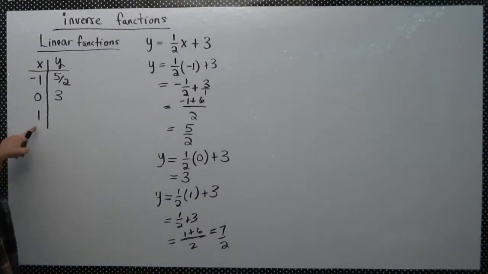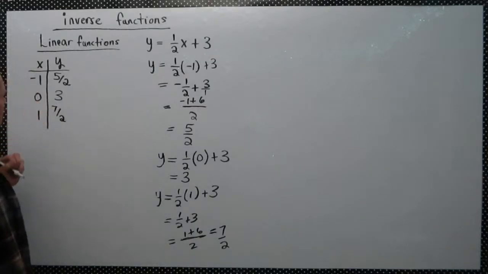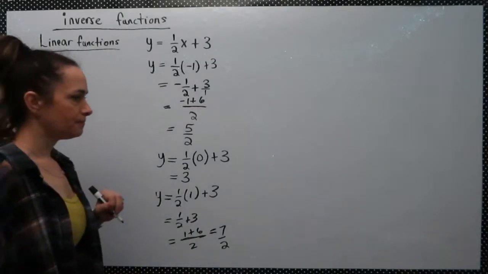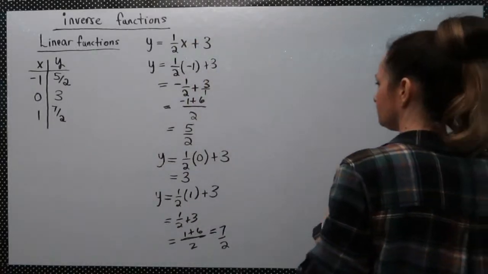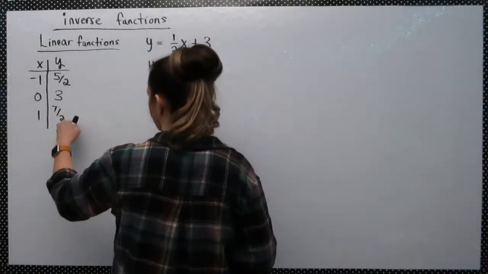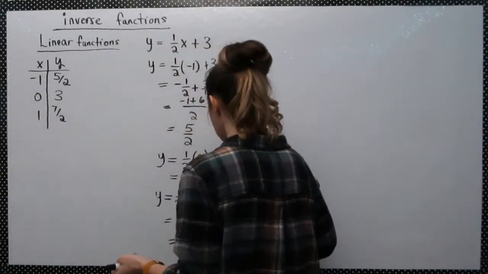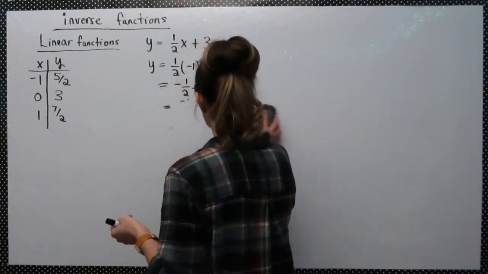Okay. So 1, 7/2 is on my graph. Okay. And so I've got these 3 ordered pairs. I'm going to graph this function. And to be honest, I would rather have whole integer values and clean numbers, but that's okay. I can deal with fractions.